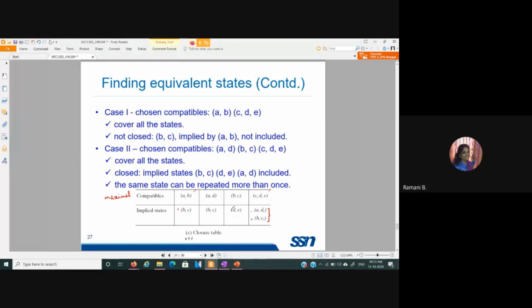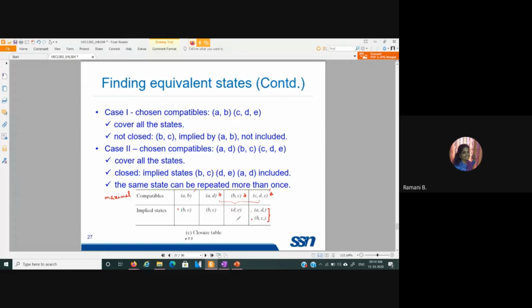So for finding the minimal set, we check for other options. Leaving out AB, we consider A comma D, B comma C, and CDE. Because in order to take this CDE, the implied states are A comma D and B comma C. So the only option is to include those things over here. Okay. So if we consider these three as the minimal set, here you have the implied state to be BC, which is covered with the condition we have taken.